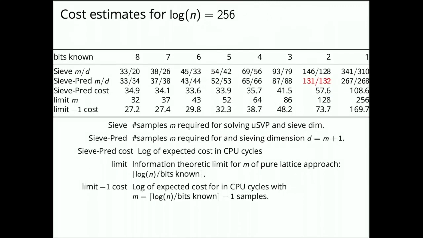So let's see, I'm going to skip this slide. The one thing that I want to point out is this case of a 2-bit bias for a 256-bit curve. This should be feasible. It should be doable in a 131 or 132 dimensional lattice. We tried to run it and the code crashes, so we are debugging that now. But it should be doable.